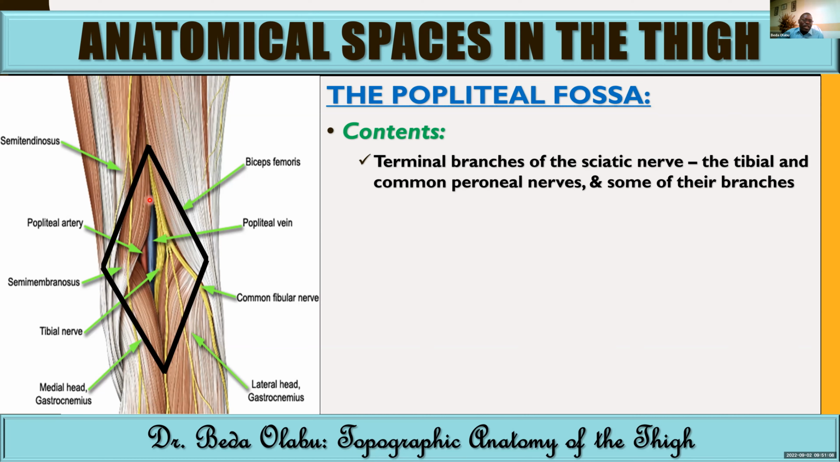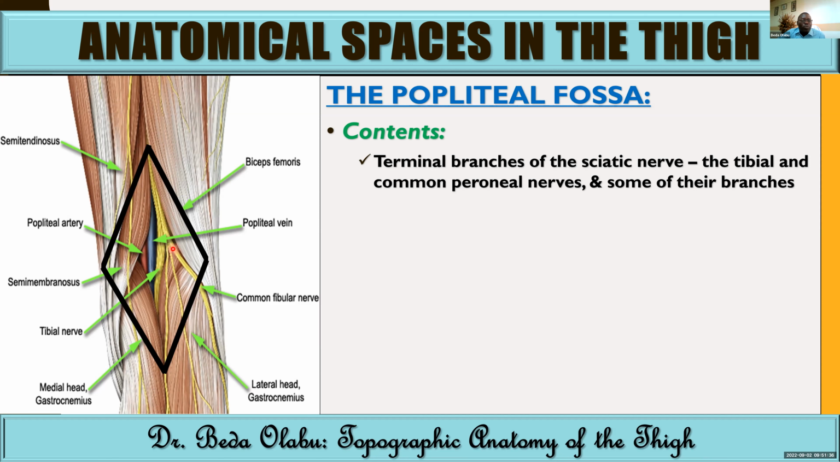Usually the tibial nerve runs almost in the middle of the fossa, but the common peroneal nerve runs in the superolateral wall of the fossa, just next to the biceps femoris. The branches that these nerves give are also contents of the fossa. So which branches do these nerves give?